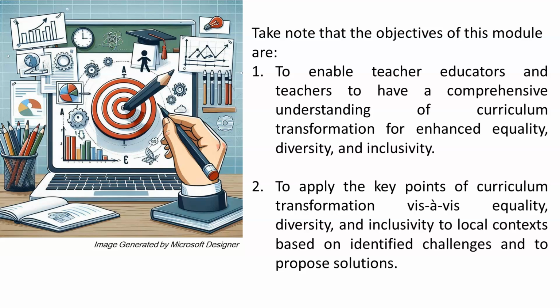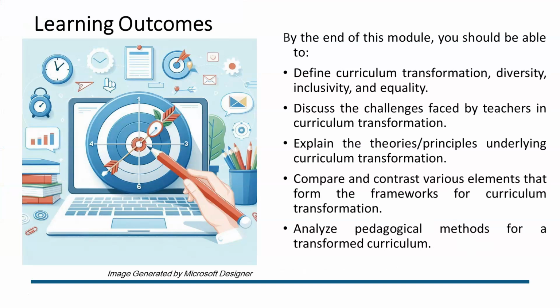More specifically, the learning outcomes are: by the end of this module, you should be able to: 1. Define curriculum transformation, diversity, inclusivity, and equality. 2. Discuss the challenges faced by teachers in curriculum transformation. 3. Explain the theories and principles underlying curriculum transformation. 4. Compare and contrast various elements that form the frameworks for curriculum transformation. 5. Analyze pedagogical methods for a transformed curriculum.